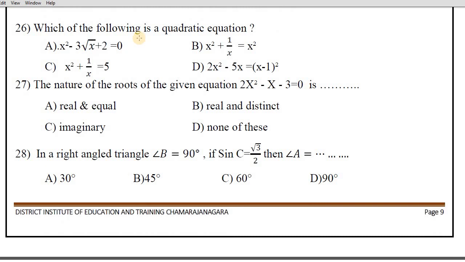Which of the following is a quadratic equation? Many children will do wrong here. You know what you will do? You will directly go for option A, because it is in the form of x square plus bx plus c is equal to 0.